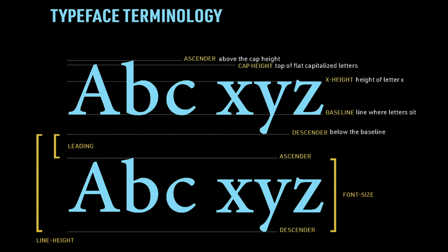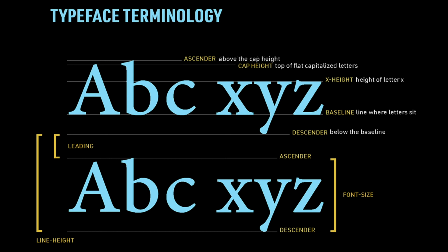Ascenders are letters that extend above the cap height, while descenders extend below the baseline. When you have two lines of text, the leading is the distance between the descender of the line above to the ascender of the line below. The term leading came from when typography was set with metal type. Strips of lead were placed between the lines of metal type. The greater the leading, the more spacing between lines of type.